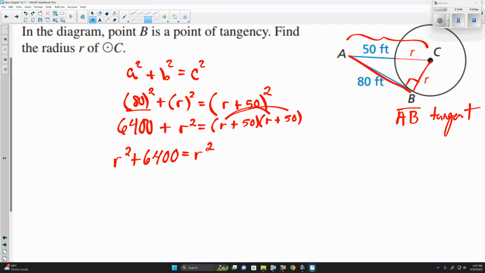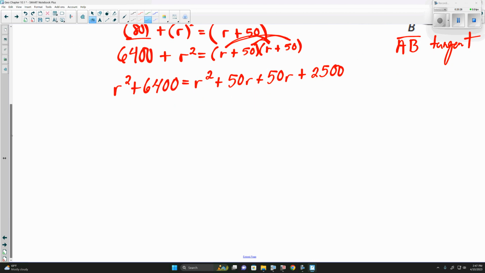Then we can do r times 50, which is going to be plus 50r. Then we can do the same thing with 50. 50 times r is going to be plus 50r. And lastly, 50 times 50 is 2,500. Because 5 times 5 is 25. Then we have our two zeros. Then we can combine like terms. Exactly. Because we still have r squared. 50r plus 50r is 100r. Plus 2,500.